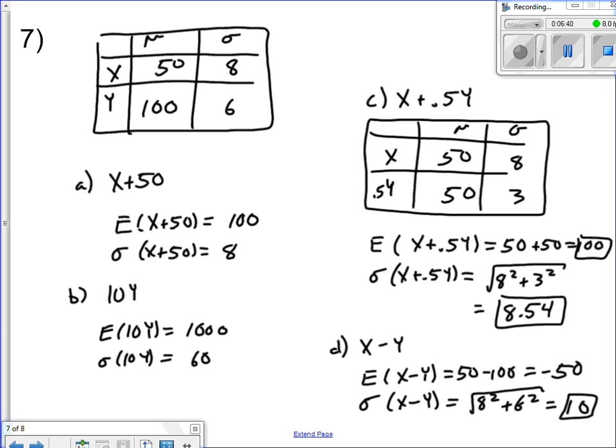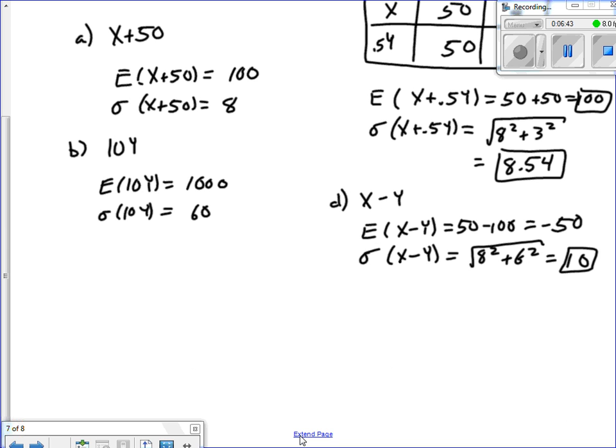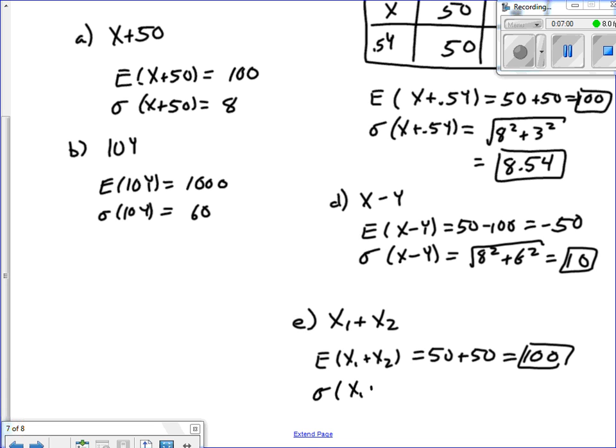And then last problem, where they're asking us to do x1 plus x2. In other words, this is kind of like the Plinko where we did a chip after a chip. So the expected value of x1 plus x2, well, that just means add x twice. So that's 50 plus 50, which is 100. Standard deviation of x1 plus x2 would be 8 squared plus 8 squared. Again, add variances. So square root of 128, which is 11.31.